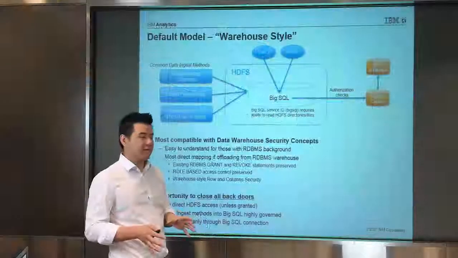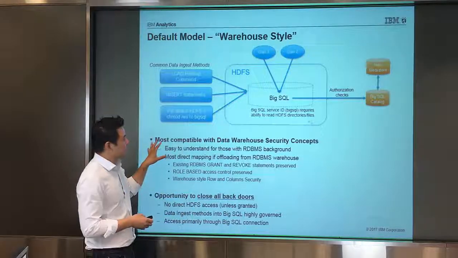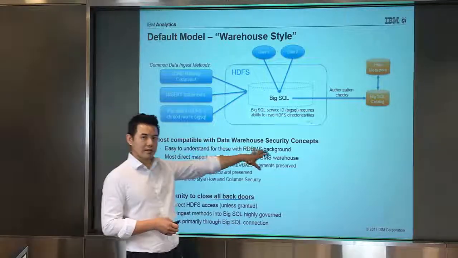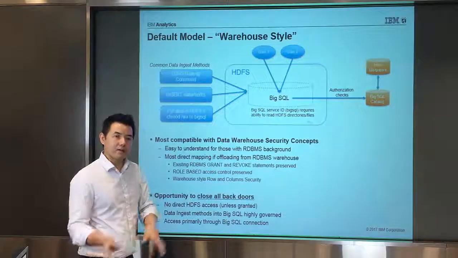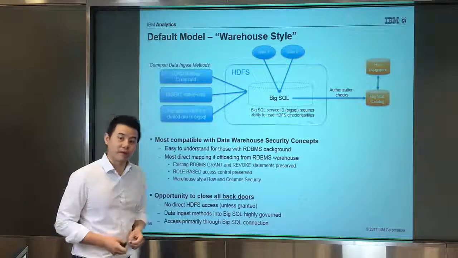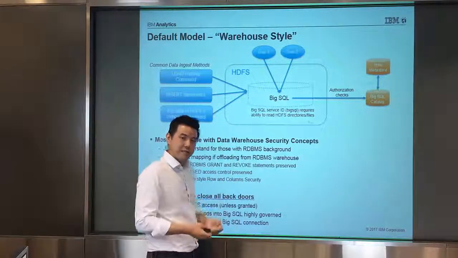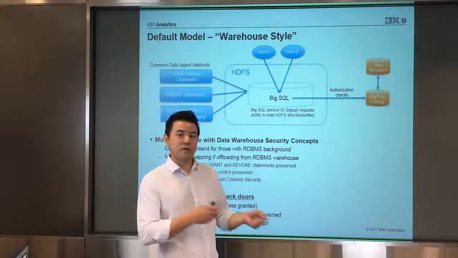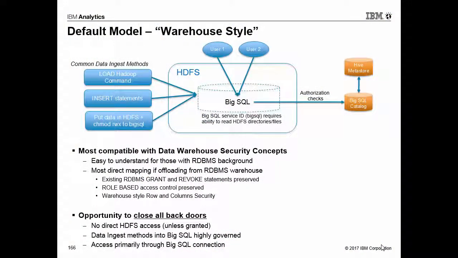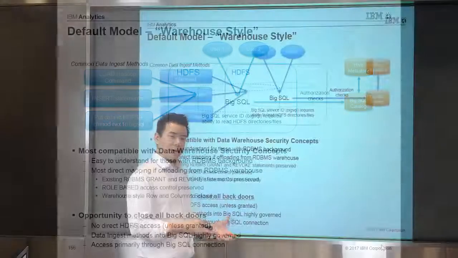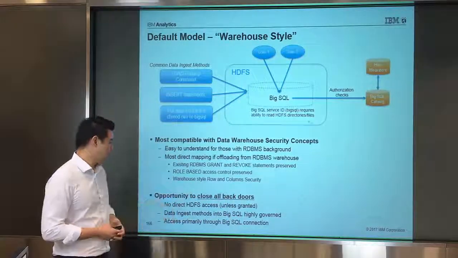Now let me talk about the benefits of this default model. It is the most compatible with data warehouse security concepts. So if you're offloading data marts or data warehouses or bringing workloads in from somewhere else that was a relational database system, this is going to be a very easy transition to bring that workload in. So it's going to be easy to understand, easy to manage. It's the most direct mapping, right? So all your existing grant and revoke statements can just be brought over, and all your role-based access control can be brought over. And if you have row and column level security that you want to bring over, that will work too. So we've got that capability.